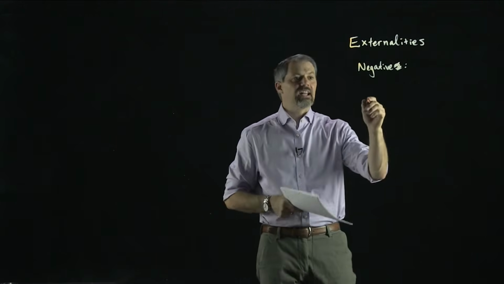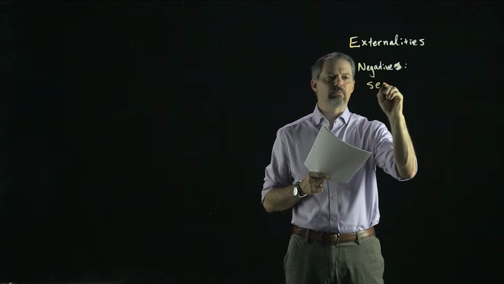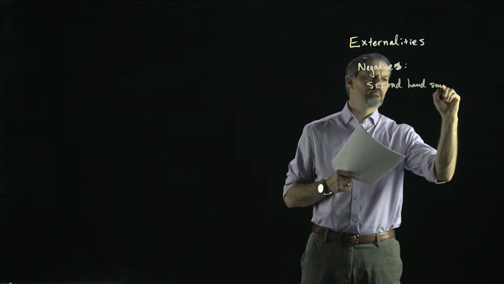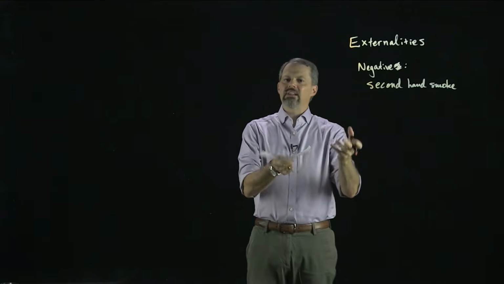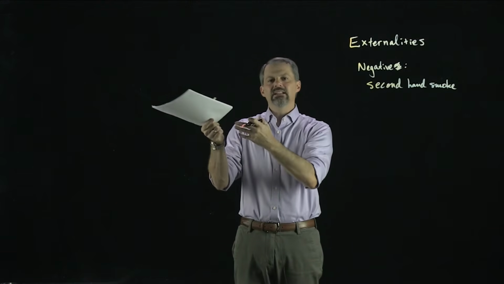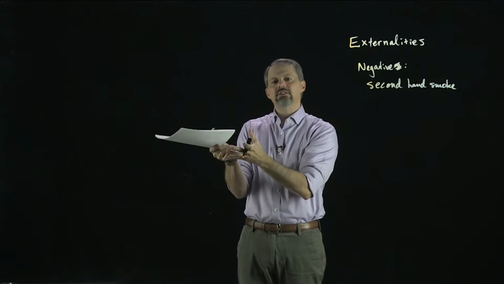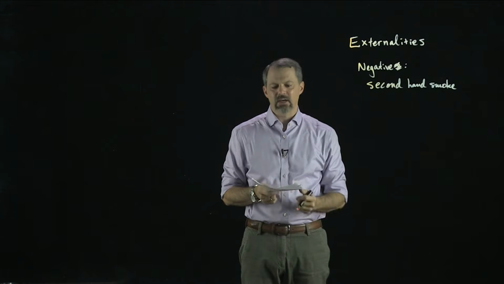So the classic economic example of a negative externality is secondhand smoke. This would be a situation where the smoker is exhaling smoke, and then somebody else that's in the vicinity ends up breathing it. It's creating a cost for them that's not part of their behavior, it's part of somebody else's behavior.